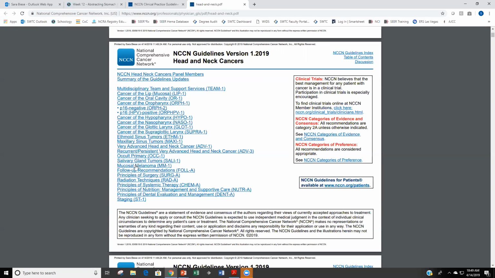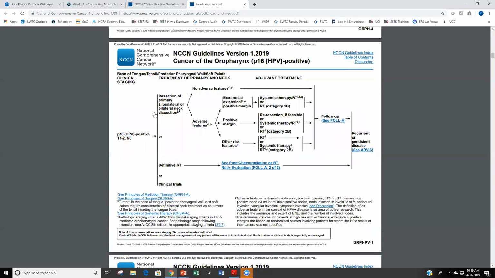And then we have the salivary, and even mucosal melanoma is under this section. And then once again, we have principles of the different things or of the treatment. So as you can see, if you go to the oral pharynx section, two different sets of guidelines. If it's HPV negative, you click on that. If it's HPV positive, you click on a different one. So it's very important that you click on the correct one.